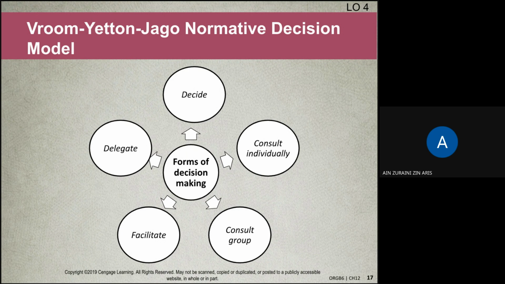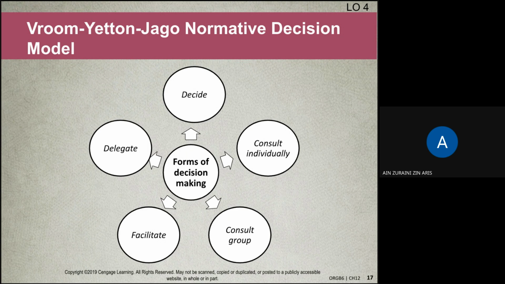Okay, and then the fourth one is consultative type 2. The leader meets with the group collectively to discuss the problem and gather input, but ultimately decides alone. For example, a team meeting is held to discuss ideas for a new marketing campaign, but the manager selects the final concept independently. That is the example of consultative type 2. Consult group.